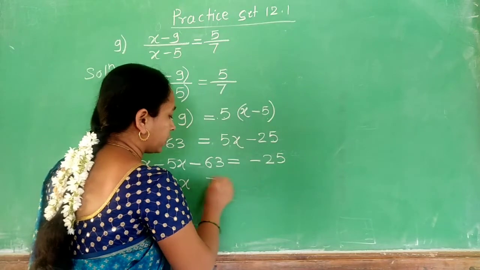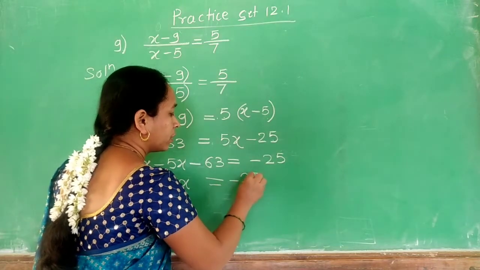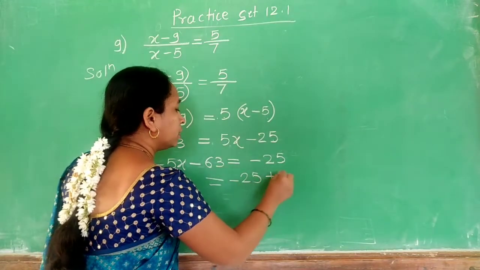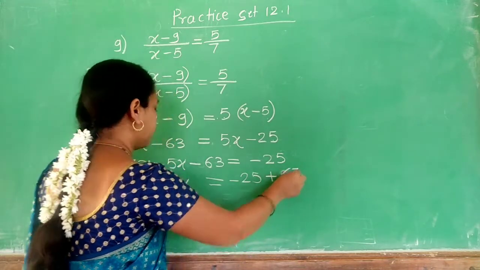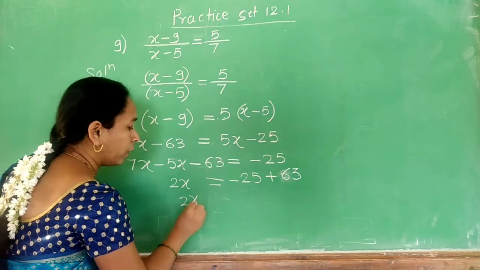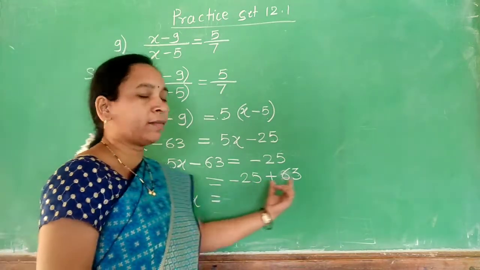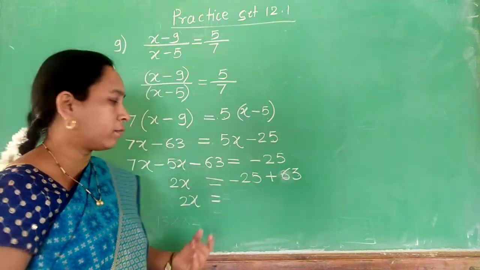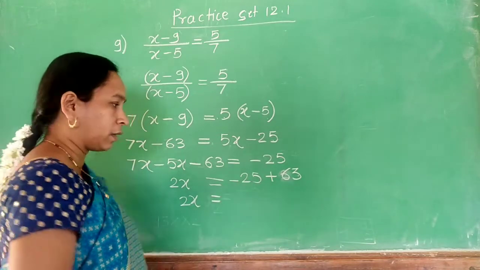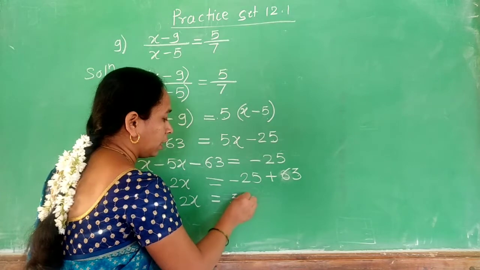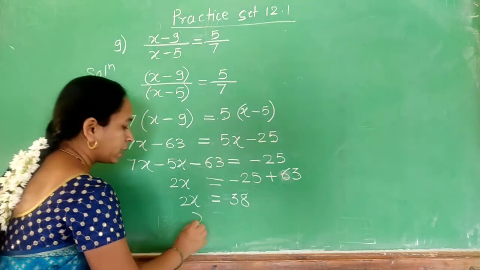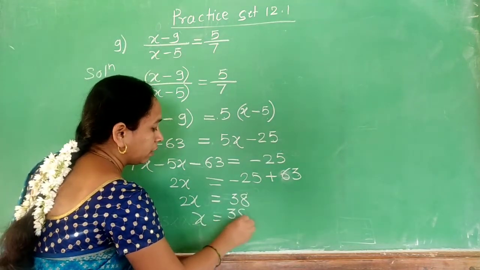63, transfer it on that side. So minus 25, 63 will go here, plus 63. Here 2x. Now here we have to subtract them because they have the plus and minus sign. So if we subtract, we will get the answer 38. So 2x is equal to 38.